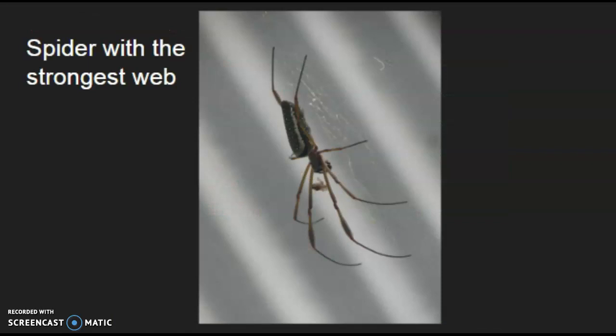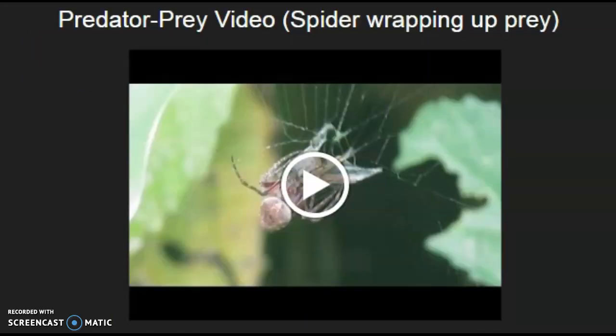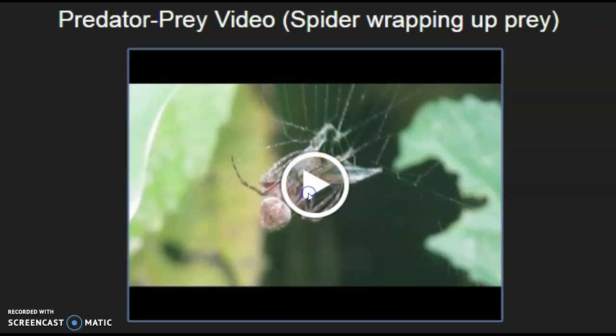This one is called an orb spider. It has a very strong web. And for those of you who are grossed out by spiders, I apologize. But if you're not, you should watch this video of a spider wrapping up its prey.